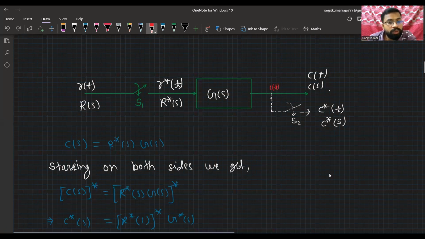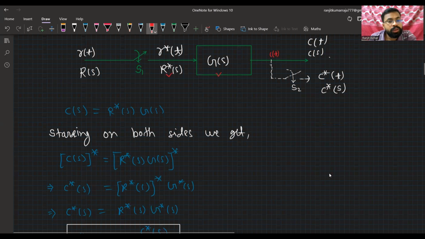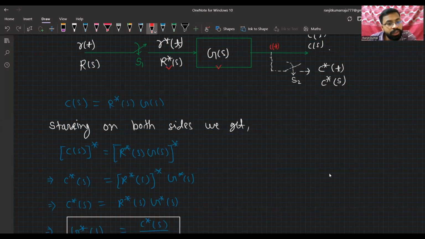Now from here we can write the transfer function. C of S is nothing but a series relation, that is R star of S multiplied by G of S. I have multiplied here R star of S into G of S. Now we will apply the star on both sides. When we star both sides, we get C star of S, that is C of S whole star, equals R star of S into G of S whole star.